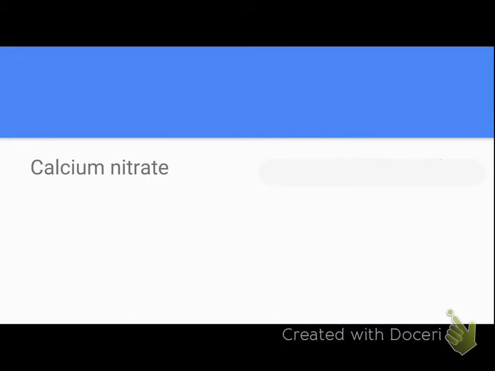Alright, so now let's go the other way. We're starting out with the words and we want to write out the formula. So what do we need to do anytime that we have the words? You should be saying, write out the charges. We need to write out the charges. So if you're taking a look at your periodic table or you're looking at your ion packet, you know that calcium has a +2 charge and nitrate has a -1 charge. So what do I need to do here? You got it. We got to cross our charges.